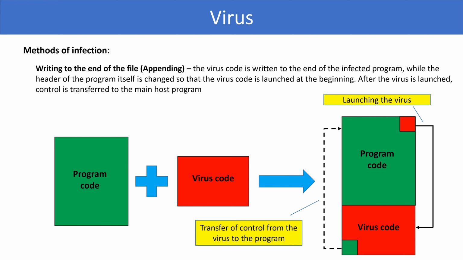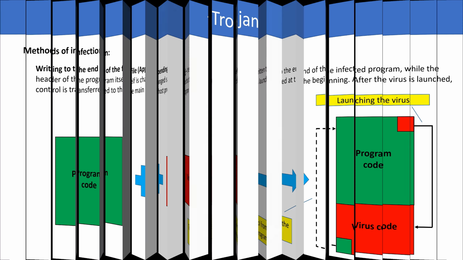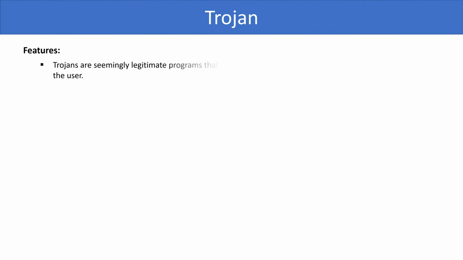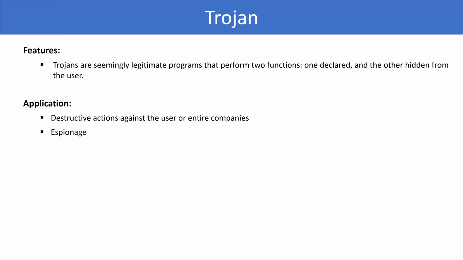These are not the only methods for file infection, there exist other techniques. It also depends on the formats of the files being infected. The next type of malicious programs is Trojan horses. They appear as seemingly harmless legitimate programs, yet they conceal hidden functionalities that an average user wouldn't suspect.